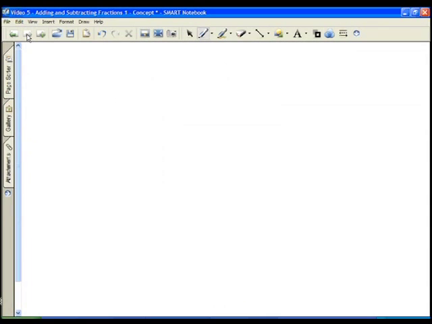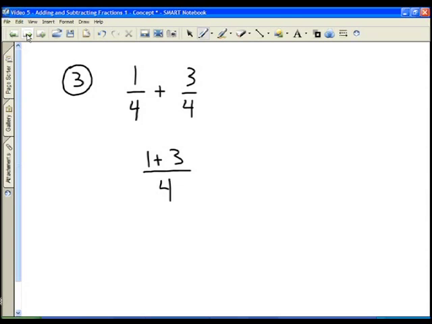And if we take a look at one final problem with adding and subtracting fractions that have common denominators, 1/4 plus 3/4, again, these have a common denominator of 4, so we can rewrite the denominator and perform the operation that's in the numerator, and that is 1 plus 3, or 4/4.